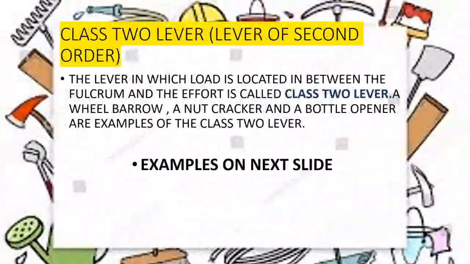Class 2 lever. The lever in which the load is located in between the fulcrum and the effort is called a class 2 lever. A wheelbarrow, a nutcracker and a bottle opener are examples of the class 2 lever.